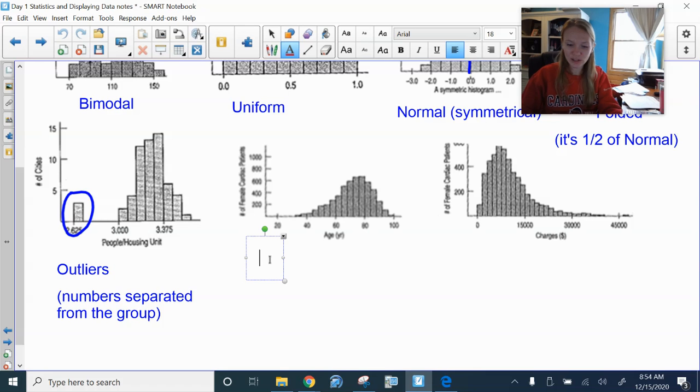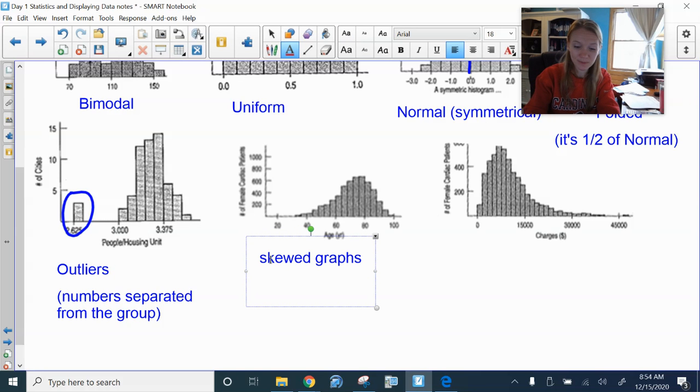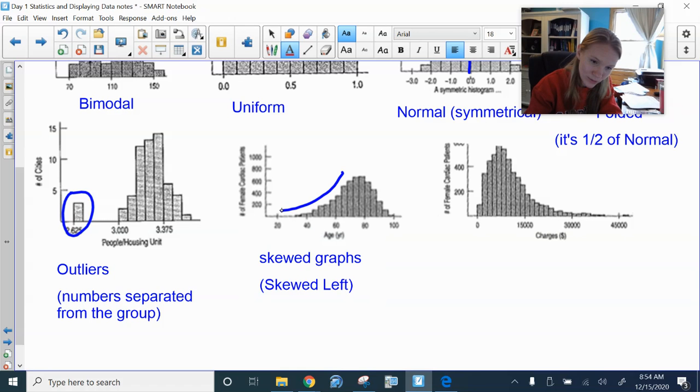All right, so these last two are called skewed graphs. This one would be skewed left, and that's because we can see it drops off as it goes to the left.